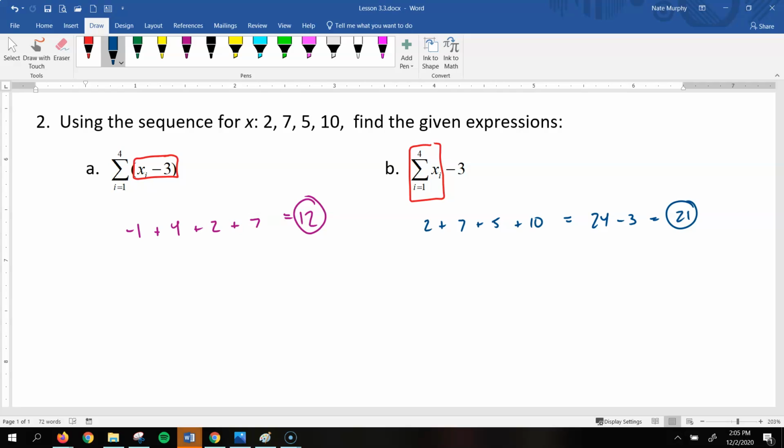Again, you're going to have a question similar to that in your assignment today. So you want to make sure that you recognize and remember how to use sigma notation.